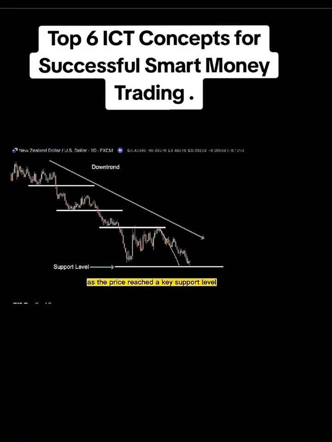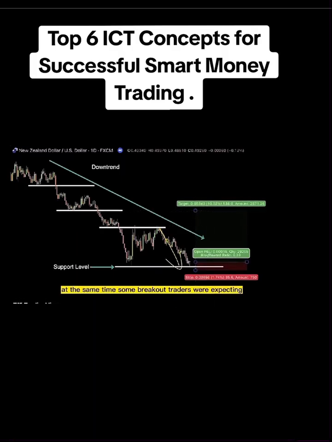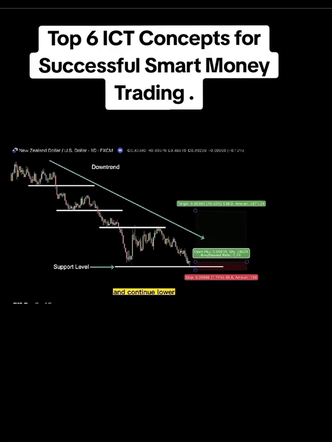As seen in this chart example, the market was trending downward, with sellers in control. As the price reached a key support level, many traders anticipated a bounce and entered long positions, placing their stop losses just below the support. At the same time, some breakout traders were expecting the market to break through the support and continue lower, placing their sell entries below the level with their stop losses positioned above it.